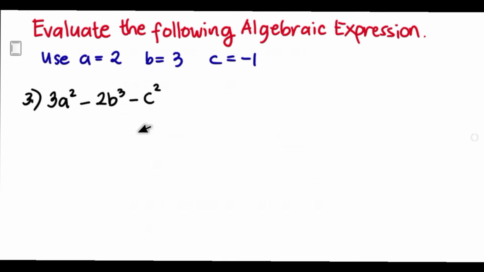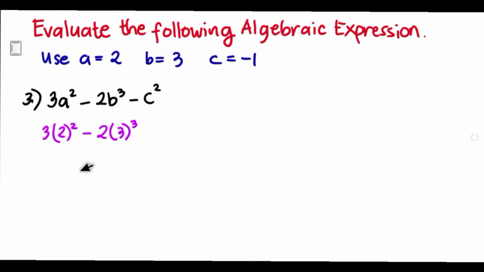Now, let's move on to example number 3. We have here 3A squared minus 2B cubed minus C squared. So, ganun po ulit. Ipalit lang po ulit natin yung value ng A, B, and C. So, we have here 3 times A squared. So, ang A po ay 2. And lagyan natin ng squared. Minus 2B cubed. So, ang B po ay 3. Yan. Papalit lang po natin yung value. Ganun lang po kasimple.